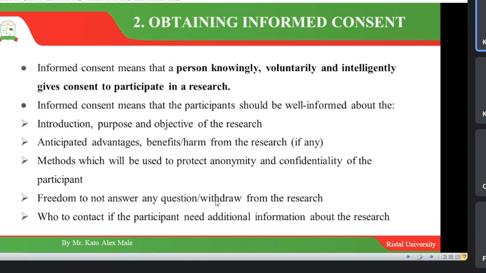Then another one is who to contact if the participants need additional information about the research. When we are discussing research methods too, I'll give you structures of these informed consent forms. Very many examples I have for these consent forms. I'll try to display them on my screens, and you'll be able to see how you can best structure your informed consent form. We shall see the essential components and how you can give details of this information I have illustrated on this slide.